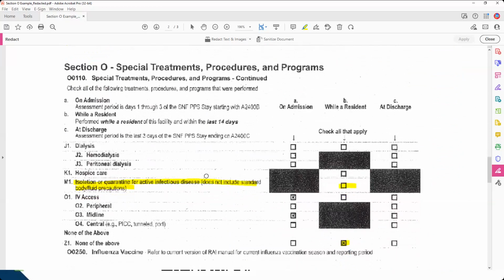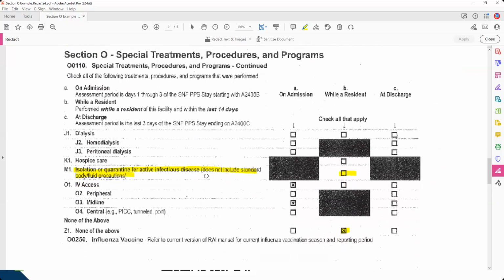So we're going to scroll down just a little bit more, and we're going to look at another section of the same patient's MDS. And this is a good example. I just want to point that out because it's easy for us to often point out what's bad, but we don't always tell you what's good. So I wanted to show you a little bit of that as well.